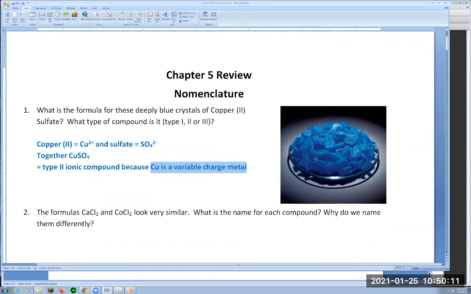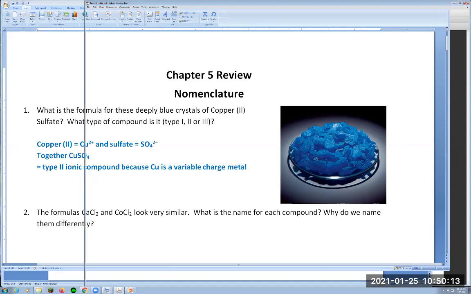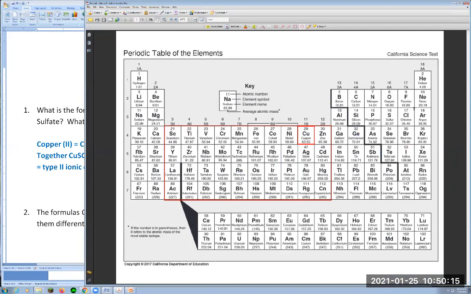So Ca, you recognize that on the periodic table, and that's calcium here, right? So you will write calcium, and then Cl is chlorine. So we have calcium and chlorine, a metal and a non-metal. So it's an ionic compound. Calcium is in group 2A, right? Which means it's a 2+ ion. So it's a predictable ion here because it's in group 2A.